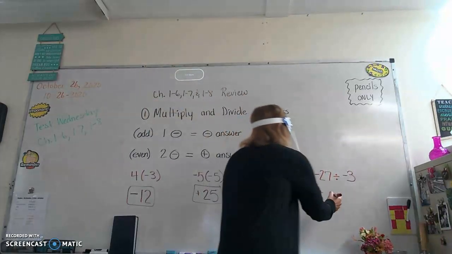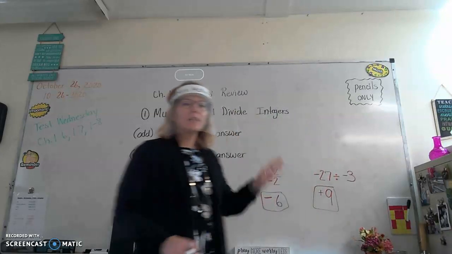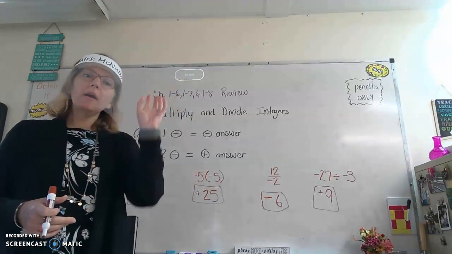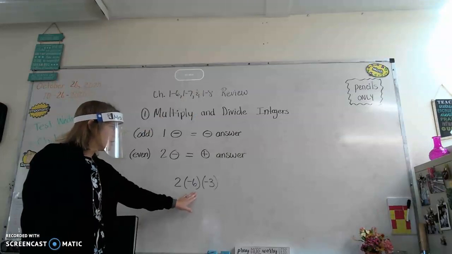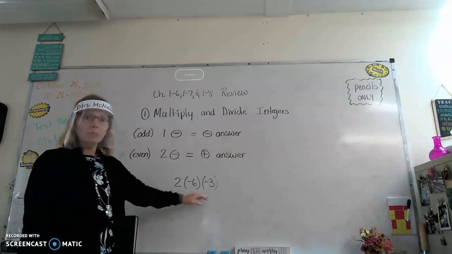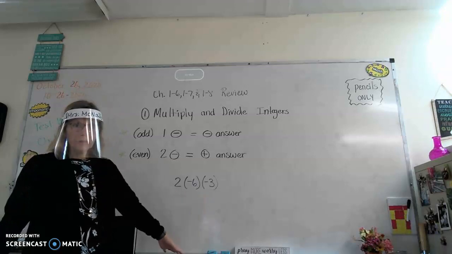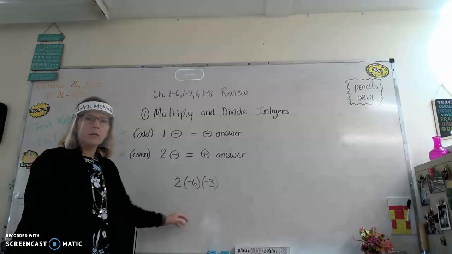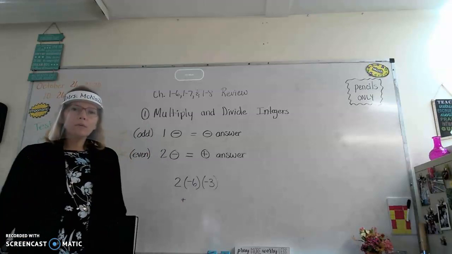Positive 9. Correct. And that is the first 2 sections of your test. One is multiply, one is divide. So one last example in this section is a 3-digit multiplication problem. And I'm still looking to see how many negatives are there. There's 2 negatives. When there's 2 negatives, what is my answer? Positive. So I'm going to write the little plus to remind myself.